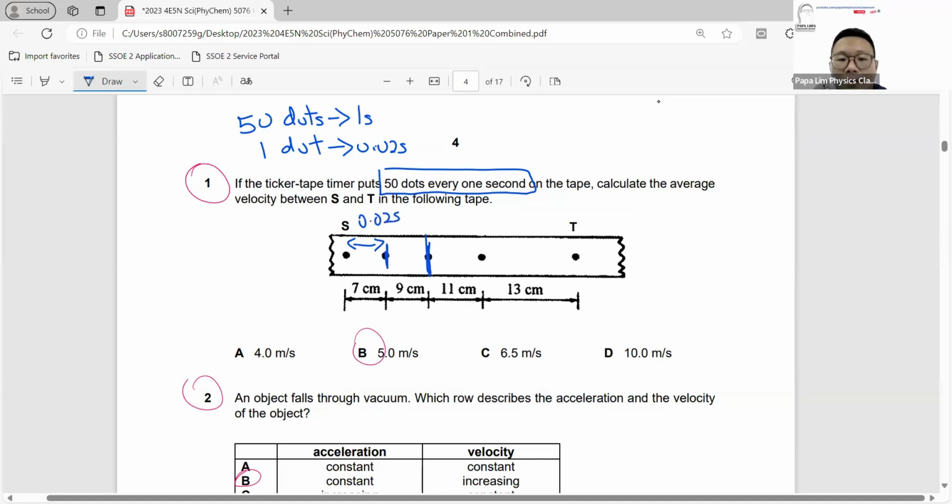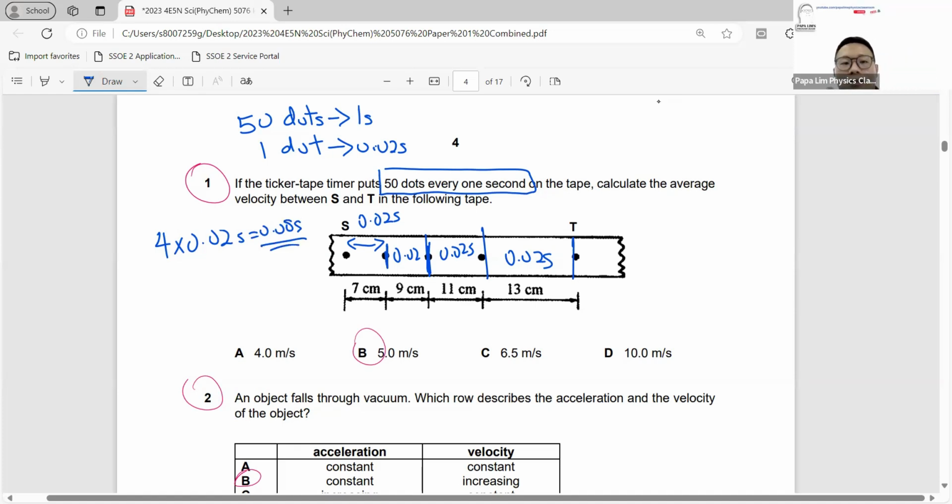And then after that, I stamp this dot, another 0.02 seconds. So another dot, 0.02 seconds. In fact, based on the picture, for me to stamp the extra 4 dots, I need a total of 4 times 0.02 seconds, which is 0.08 seconds. So this is the time taken to stamp the 4 dots from S to T.